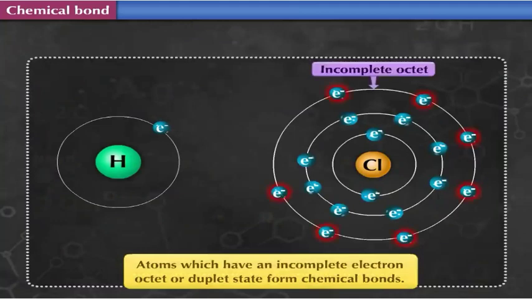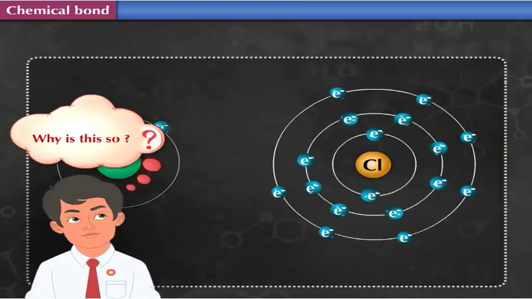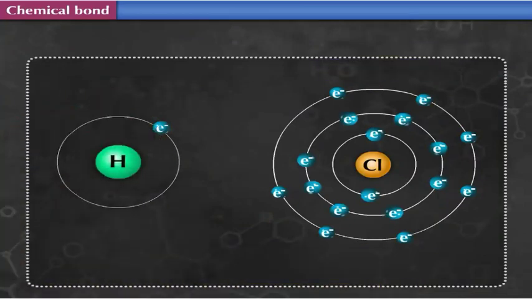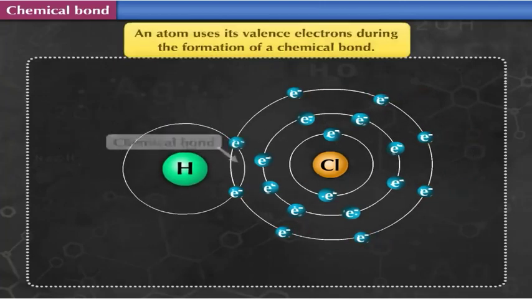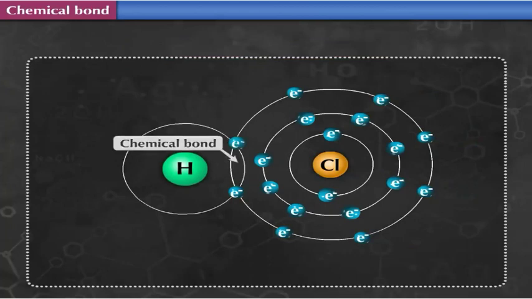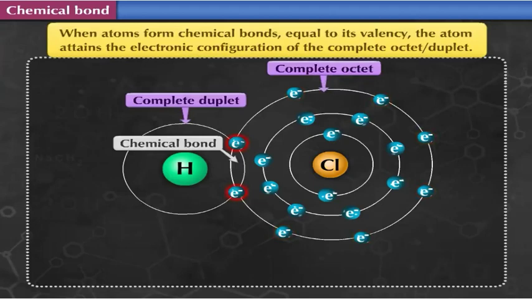Atoms which have an incomplete electron octet or duplet state form chemical bonds. Why is this so? This is because an atom uses its valence electrons during the formation of a chemical bond. When atoms form chemical bonds equal to its valency, the atom attains the electronic configuration of the complete octet or duplet. Let us now first study about ionic bonds.